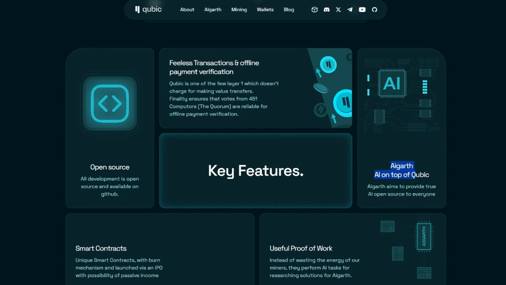Then AGART is AI built on top of Qubic, and AGART, as it says here, aims to provide true AI open source to everyone. Basically, that's what the compute power from the miners on the Qubic network is for. The people who are mining, like you with a laptop right now, could mine Qubic. You probably need a more powerful computer than your laptop, but you can mine Qubic, and when you're mining Qubic, you're getting paid in Qubic for providing your power to the network, and the power of your computer works towards training AI on tasks like things that you would complete in a CAPTCHA form.